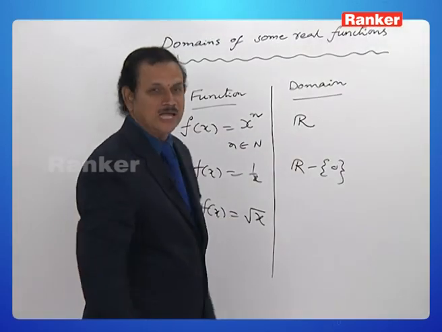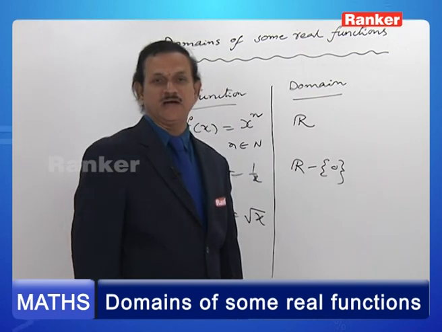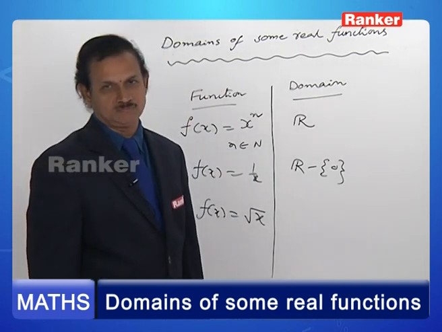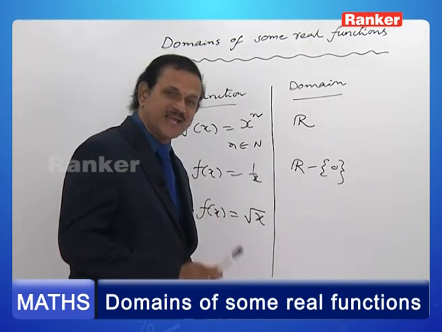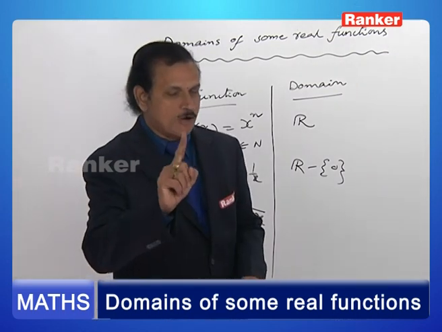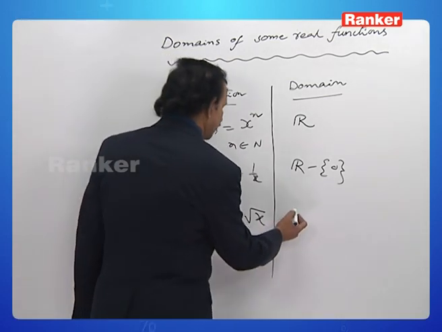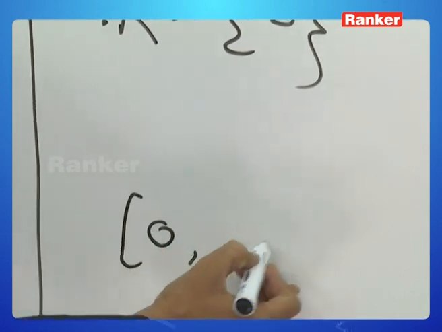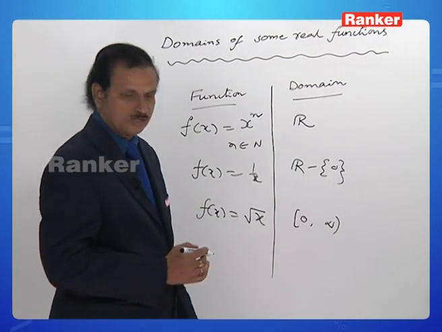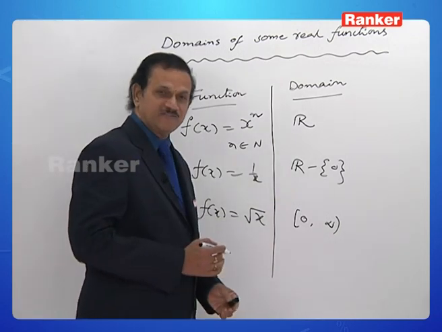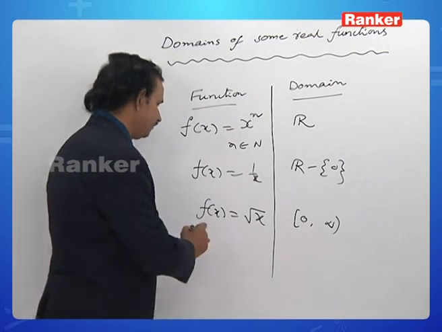What is the case with this? f of x is equal to root x. We all know that root x cannot be defined if x is negative. Therefore, to see that root x is always defined, we must take care that x is always non-negative, that is, x greater than or equal to 0. Hence, the domain must be the closed interval 0 to infinity. Even root 0 you can define. Therefore, the answer is, the domain is the closed interval 0 to infinity.